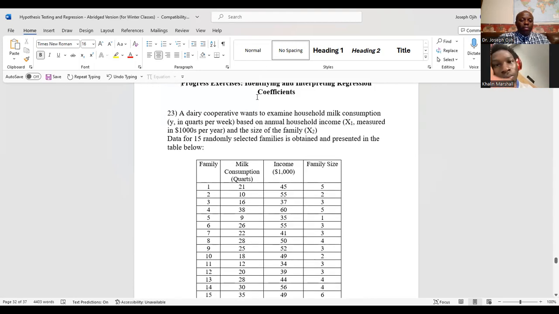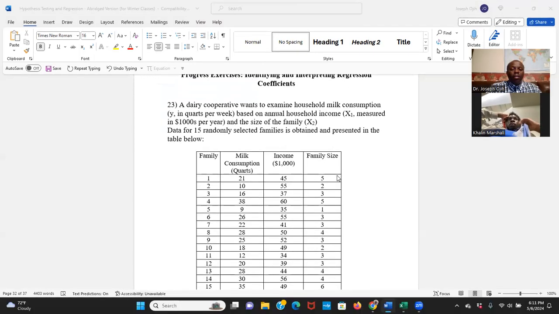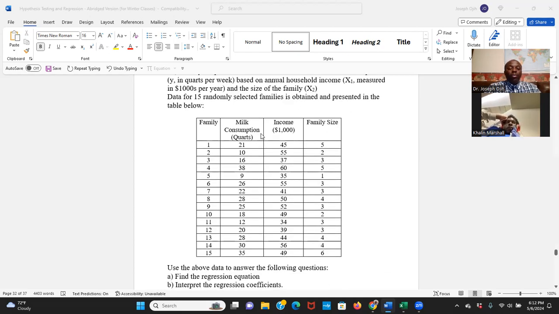Now look at this question here. It says that a dairy cooperative wants to examine household milk consumption based on the annual household income and the size of the family. See, they want to examine household milk consumption based on the annual household income and the size of the family. So the data for 15 randomly selected families are shown on this table here.